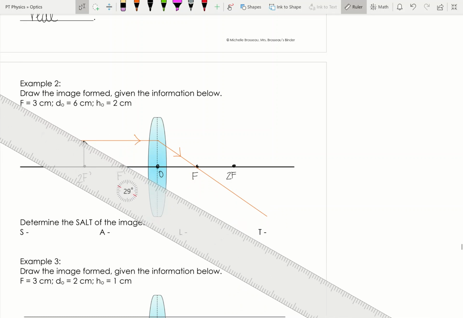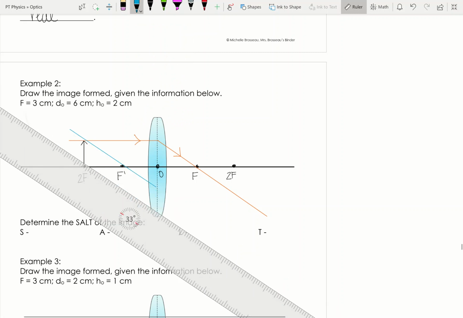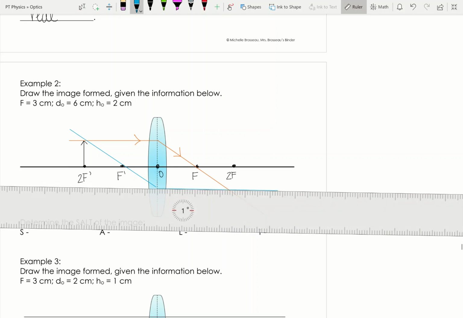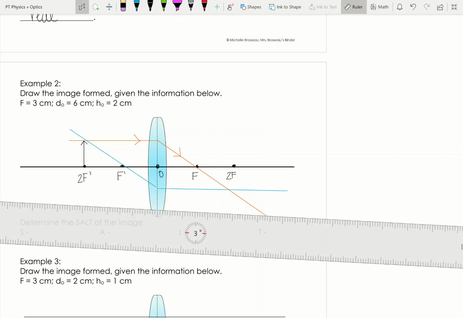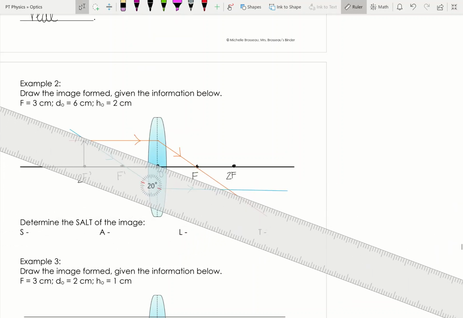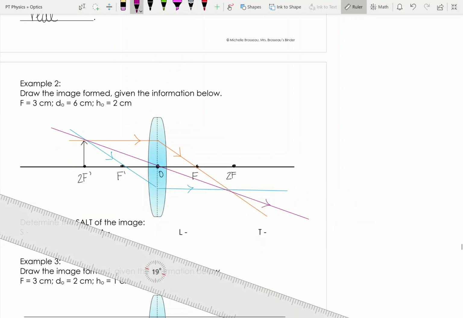I am having a heck of a time today, guys. It goes through F prime. This is my blue ray, so I need to change colors again. And then comes out parallel. And then finally, my last ray just goes through the optical center. And here is my image.